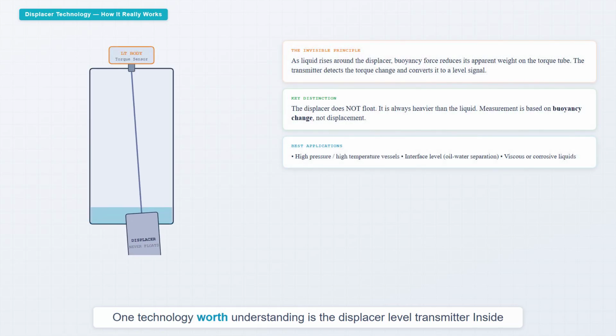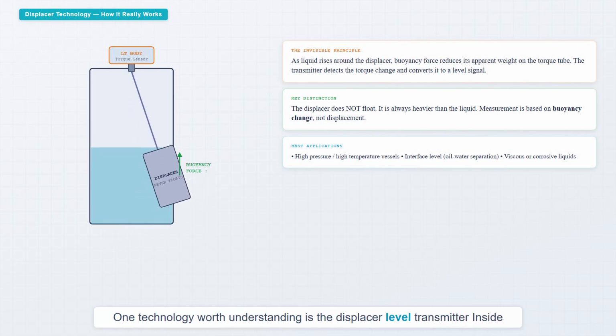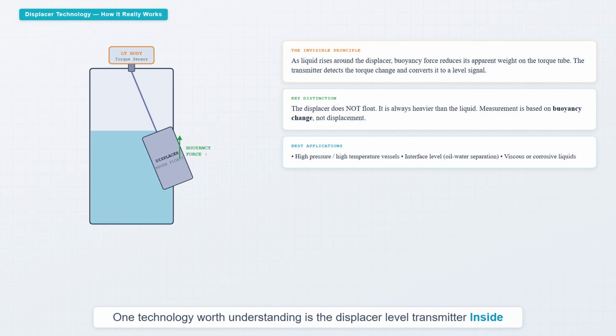One technology worth understanding is the displacer level transmitter. Inside the instrument housing, a solid float called a displacer hangs on a torque tube connected to the transmitter mechanism. As the liquid level rises around the displacer, buoyancy force reduces the apparent weight on the torque tube. The transmitter detects this change in torque and converts it to a level measurement.